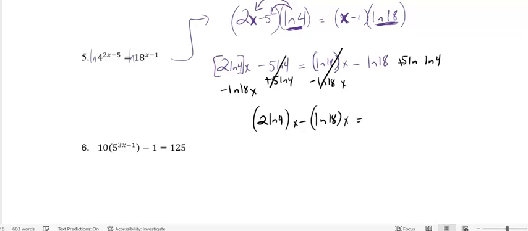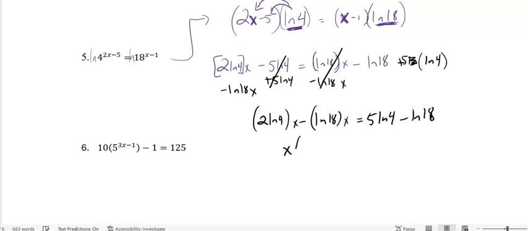So it goes away here, goes away here, and then I have 2 ln 4 times x minus ln 18 times x equals, I'm going to just rearrange this so my negative guy's second. Oh, did I write that twice? Yeah, so just 5 times the natural log of 4, 5 ln 4 minus the natural log of 18. Okay, now why did I do that? Because I'm trying to solve for x.